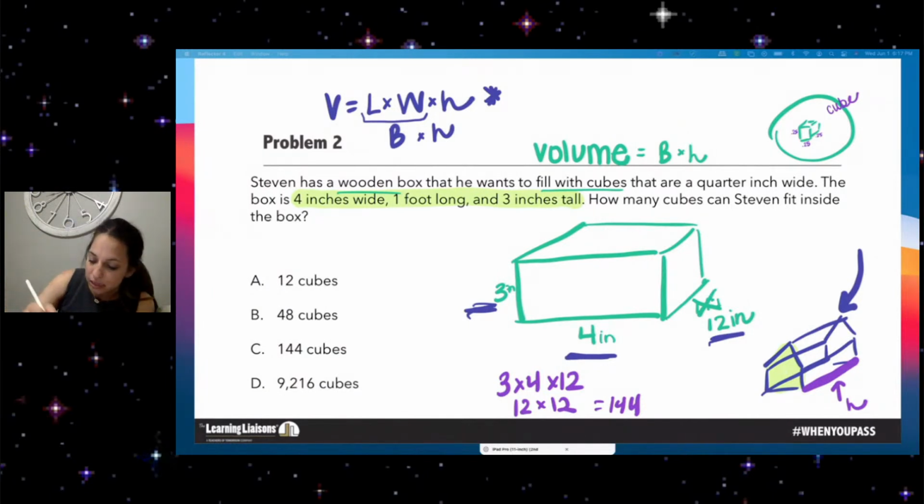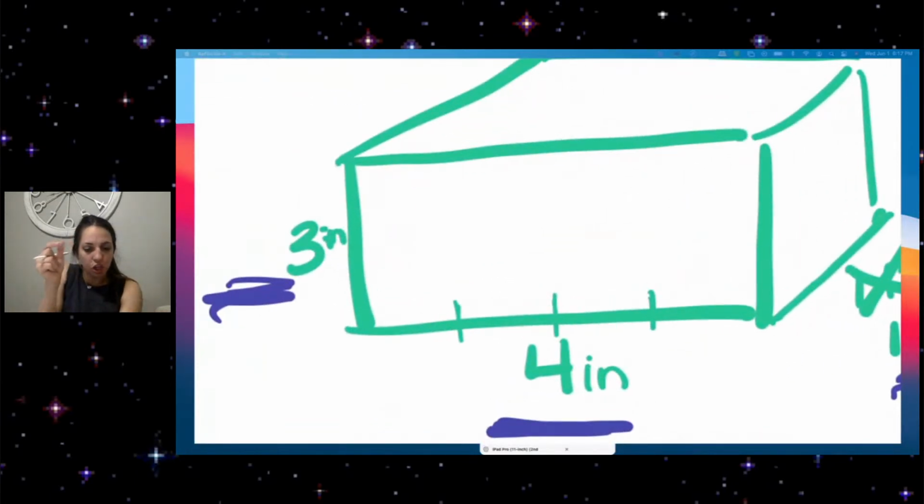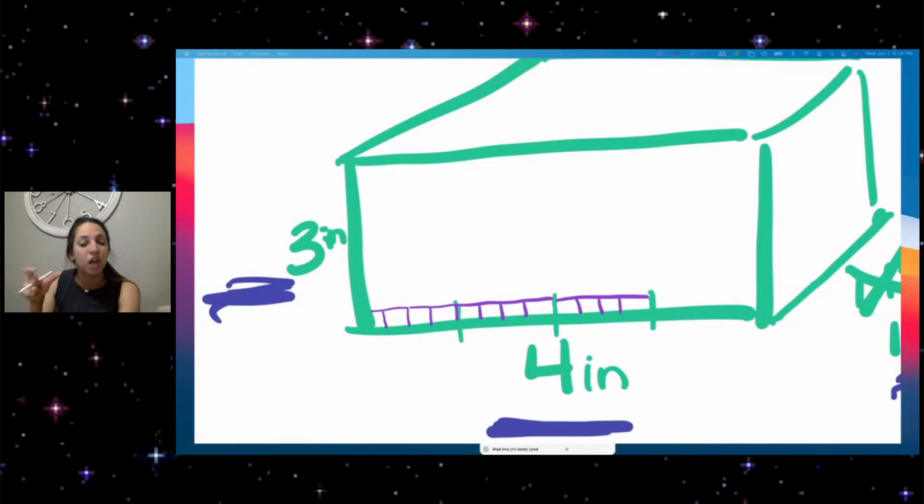If I cut this into inches, so 1, 2, 3, 4, and I lay a 1/4-inch cube in there, think about those like little tiny cubes that we use in the elementary school. I'm going to be able to fit 1, 2, 3, 4 right here. And then I'm going to be able to fit 4 right here, and 4 right here, because they're 1/4 inches. So for every inch, I can fit 4 across. For every inch, I can fit 3 tall.